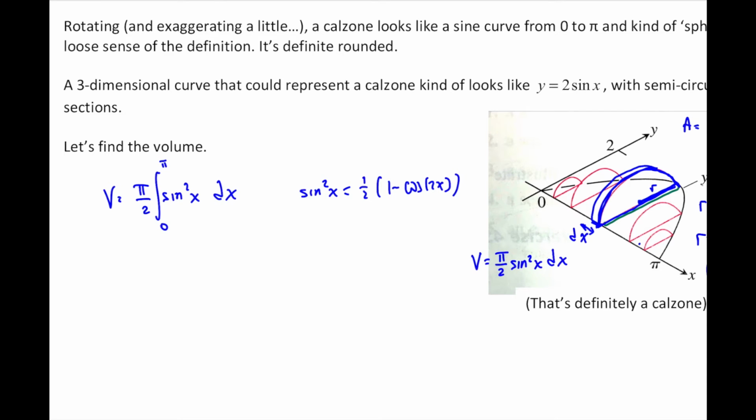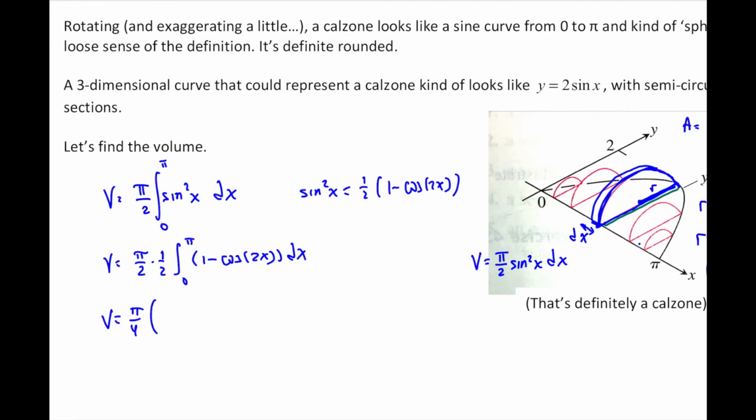And that's based off of one of the cosine double angle identities. So I'm going to make this substitution. That volume is now pi over 2 times 1/2. We're going to go from 0 to pi of 1 minus cosine 2x dx. And I've got an integral that I can evaluate. Volume is pi over 4.